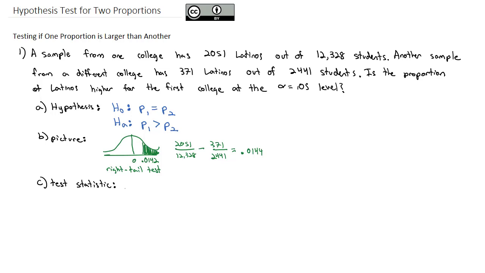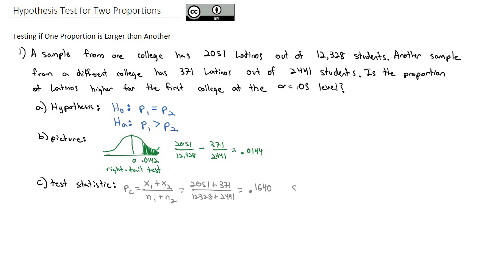The first thing we need to know is the pooled proportion. And the pooled proportion, you remember, is all of the successes from groups 1 and 2 over all of the sample sizes from groups 1 and 2. So for us, group 1 had 2,051 Latinos, plus group 2 had 371 Latinos, out of group 1 had 12,328 people, group 2 had 2,441 people. And when I put that in my calculator, we get a pooled proportion of 0.1640.